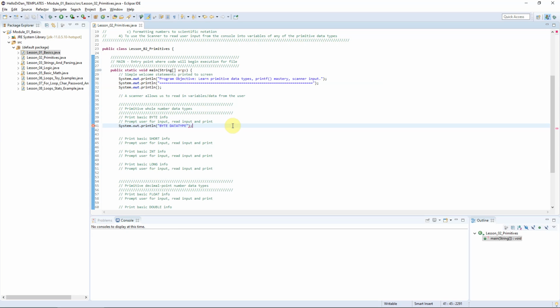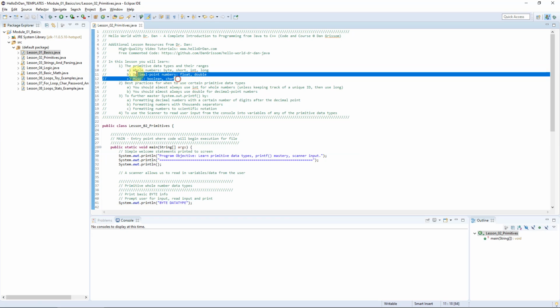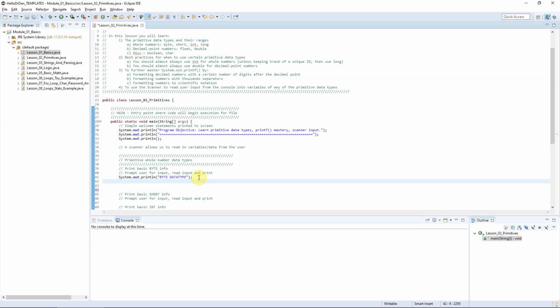Now these primitive data types, there's basically 8 primitive data types, and we're going to go through those over the course of this lesson. The primitive data types are just data types that are built into Java. I don't have to do anything special to have access to them. They're so basic and so useful that Java just bakes these right in by default.